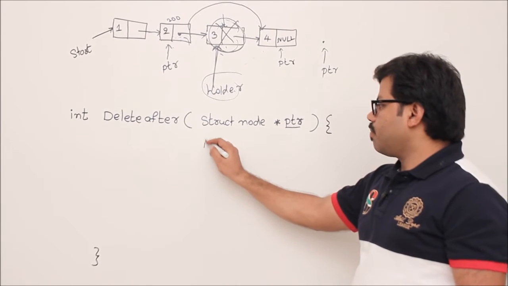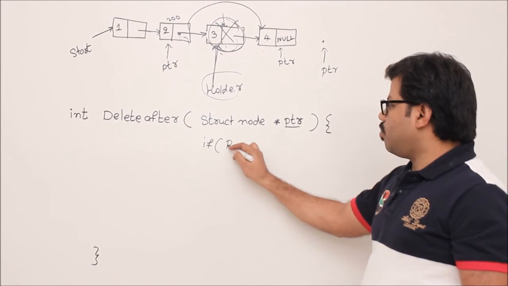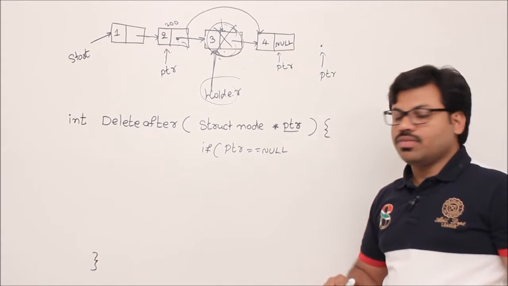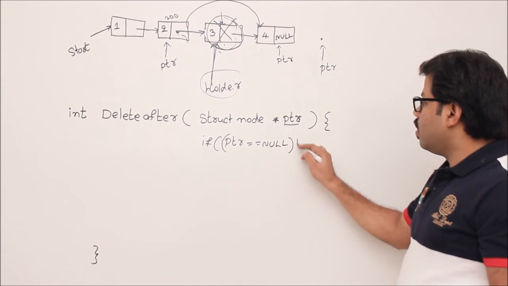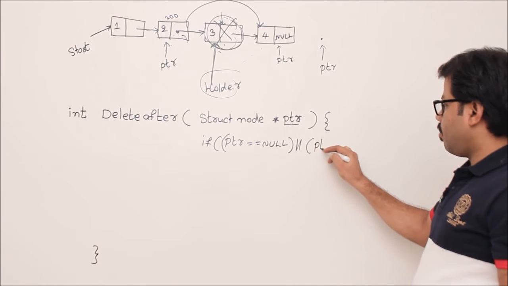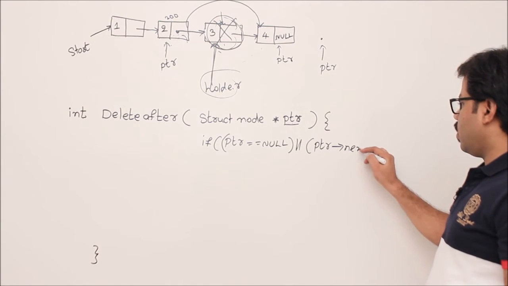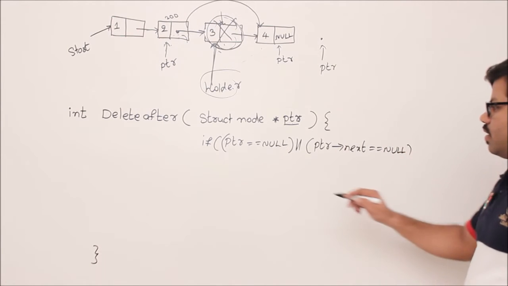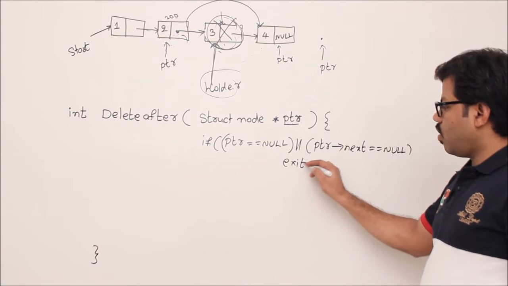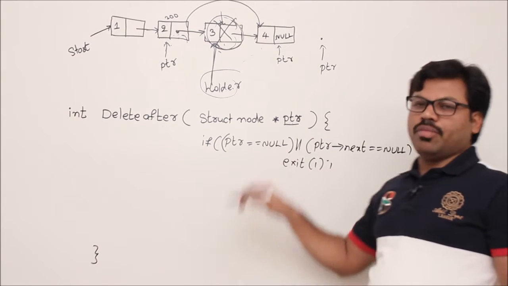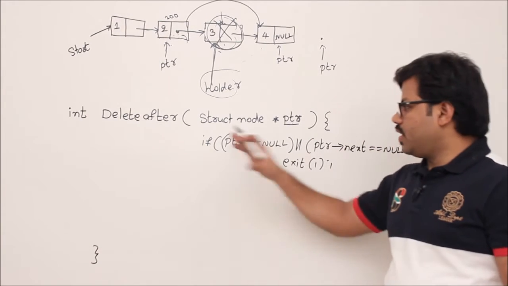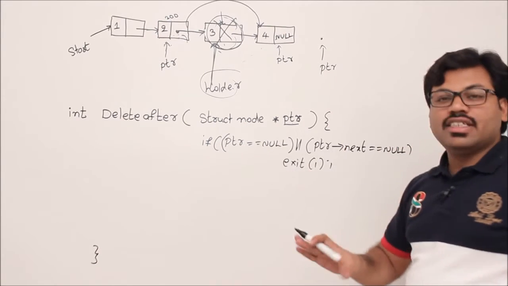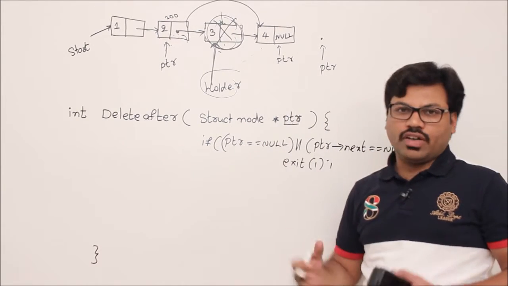Okay, first step. If the given ptr is null, that means nothing to do, or if ptr->next is equal to null, in any case I exit. So I write exit(1), then the program will be terminated. Otherwise, if this condition is false, it is meaningful, and then we do whatever we want.